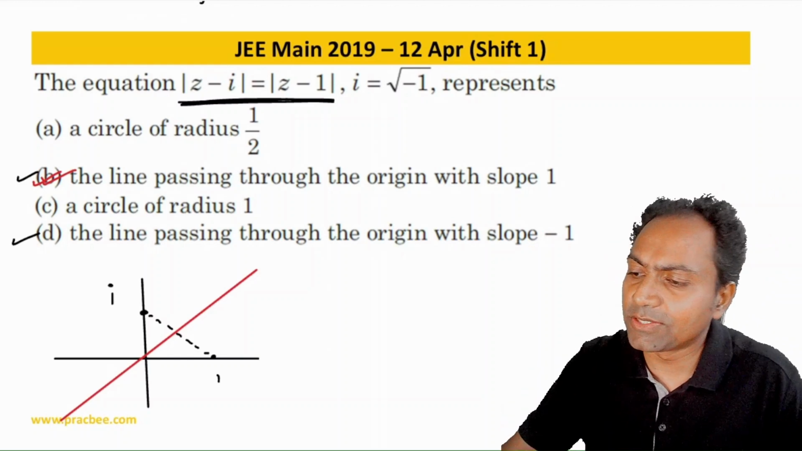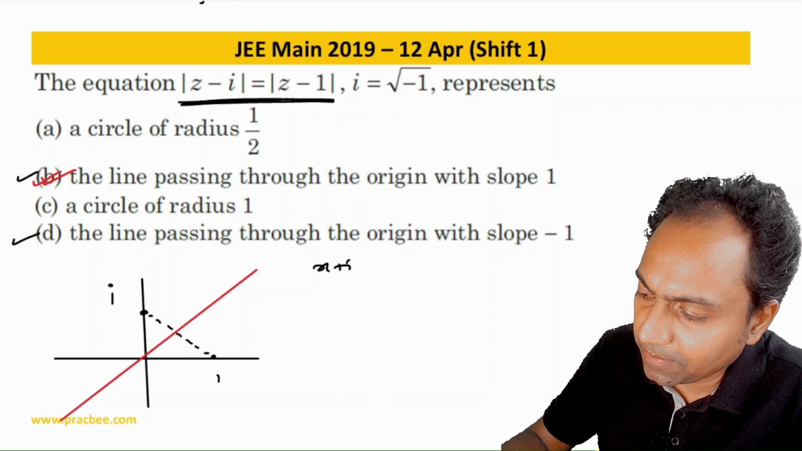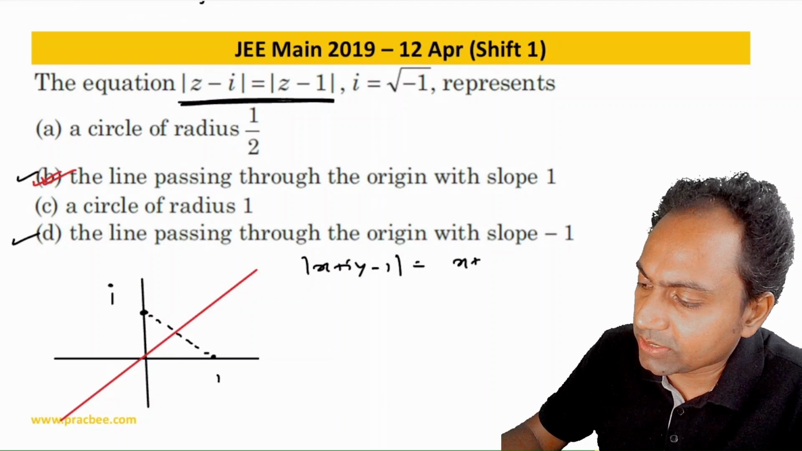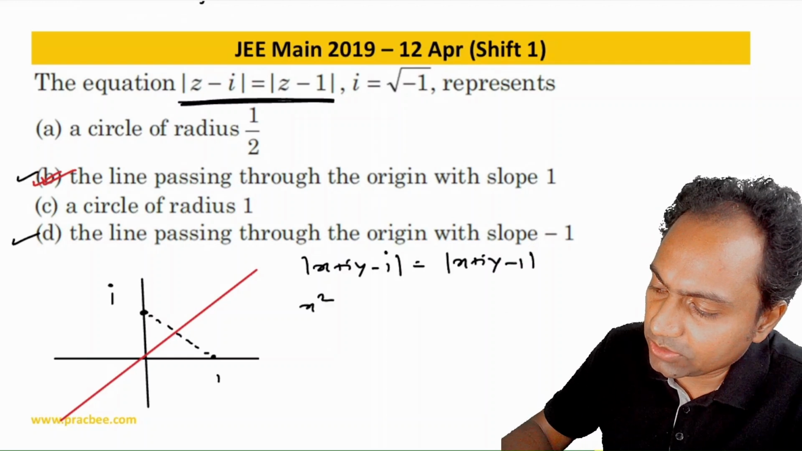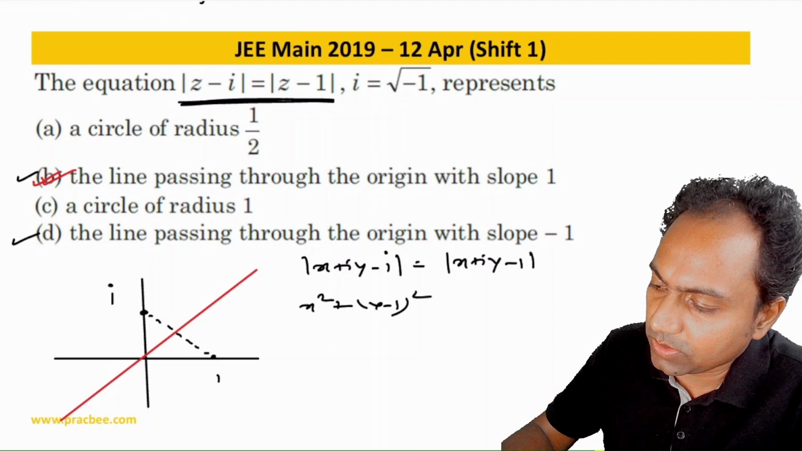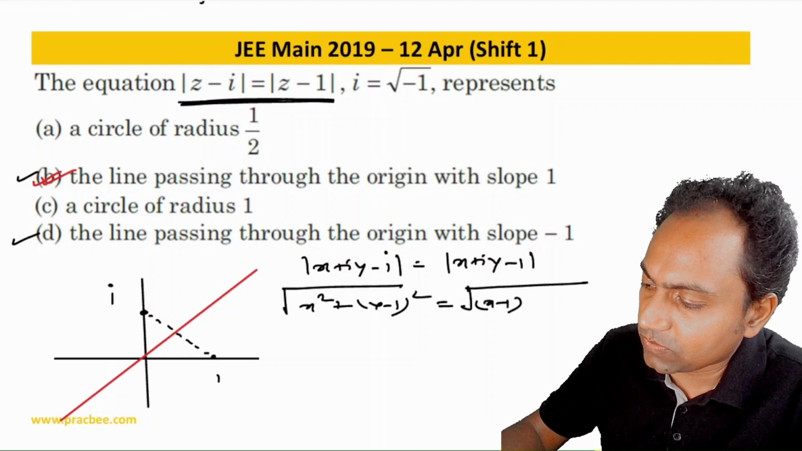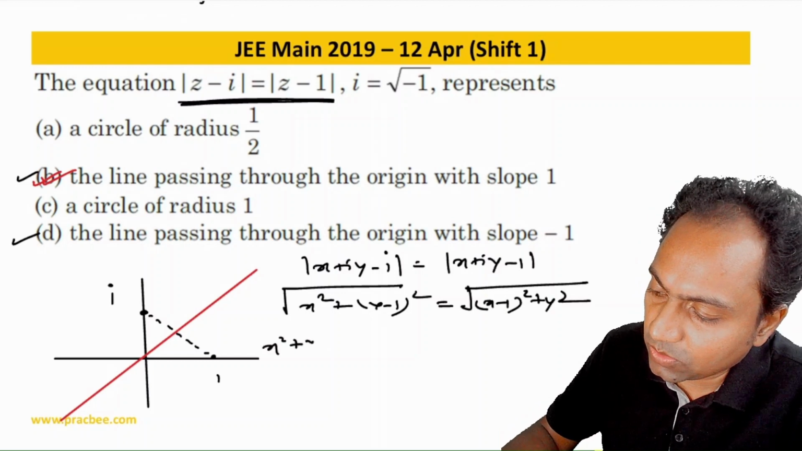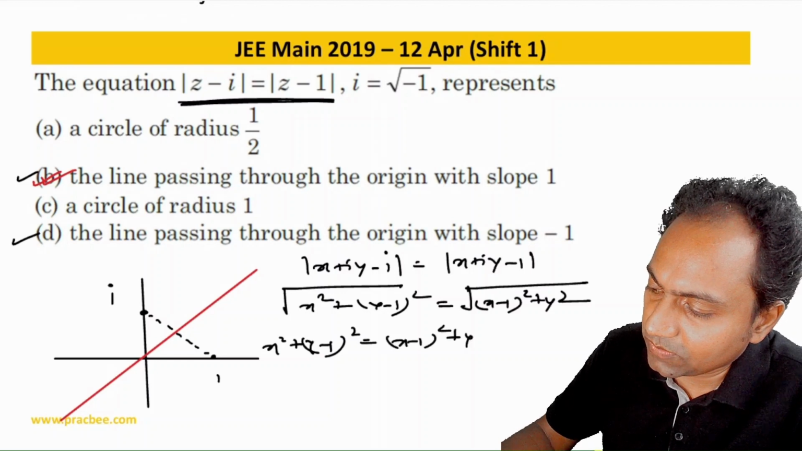Now, instead of doing this, you could also have put z is equal to x plus iy. So it would have become |z plus iy minus 1| is equal to |x plus iy minus 1|. So this becomes nothing but root of x square plus (y minus 1) whole square is equal to root of (x minus 1) whole square plus y square. So if you simplify this, it is x square plus (y minus 1) whole square is equal to (x minus 1) whole square plus y square.